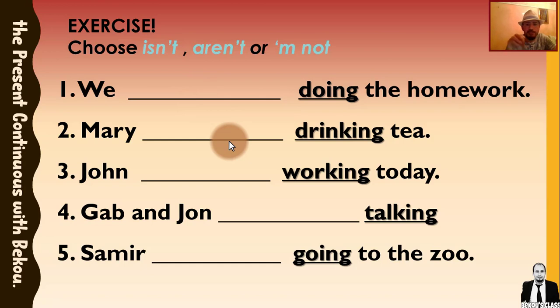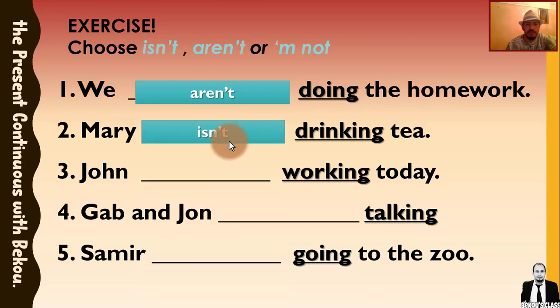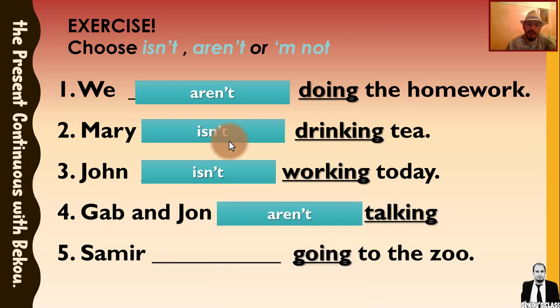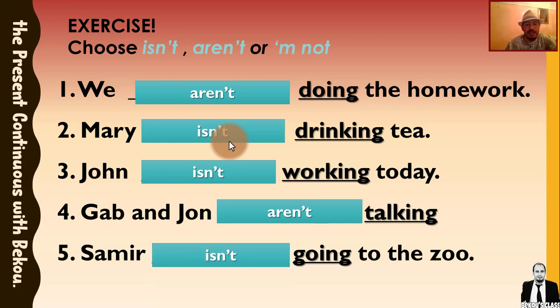As I said, you can pause the video, do the exercise on your own, and check your answers yourselves. So we have number 1, we are not doing our homework. Number 2, Mary is singular, so we just say isn't drinking tea. John is not working today. Gab and John are not talking. Samir is not going to the zoo.